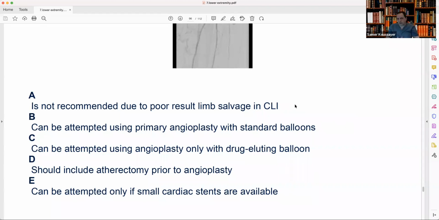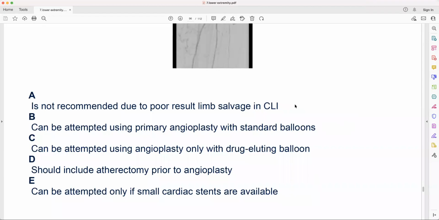I'm sure if you come after 6 months, a year, you see they occlude again. But at least you get enough blood flow to heal the ulcer or salvage the foot. So the patency of PTA for lower extremity is not great, but the limb salvage is very good. All right, let's go to the next one.